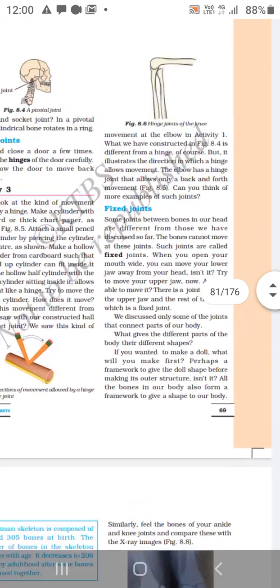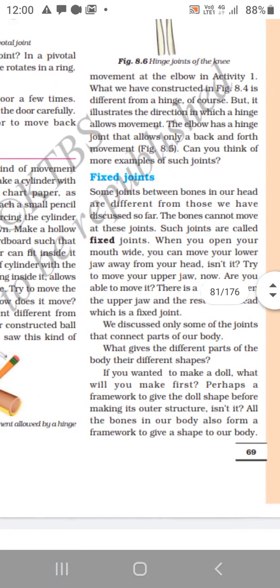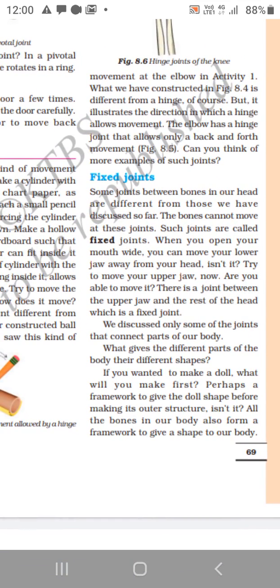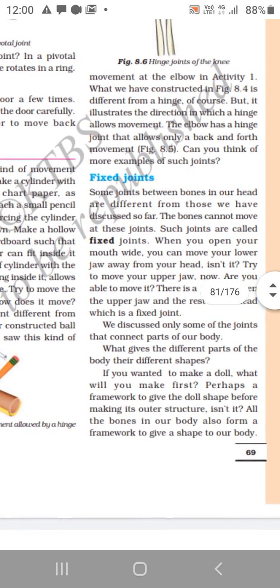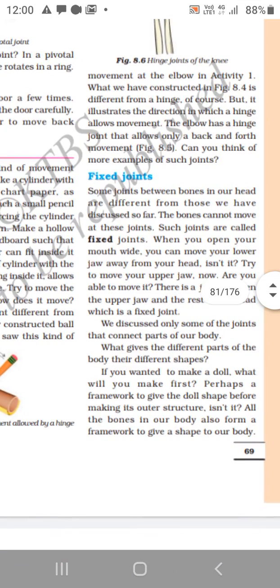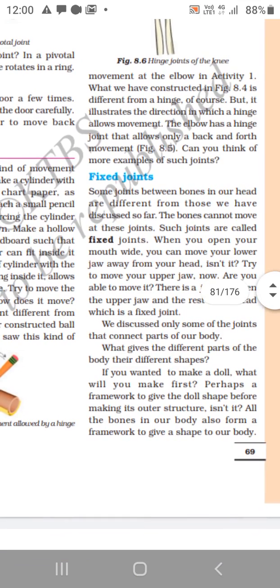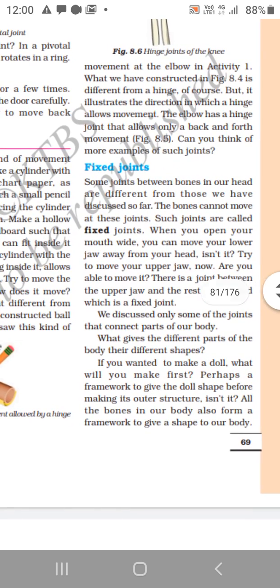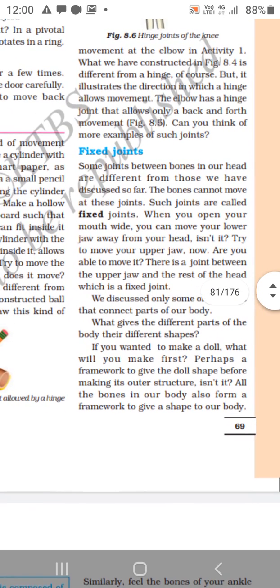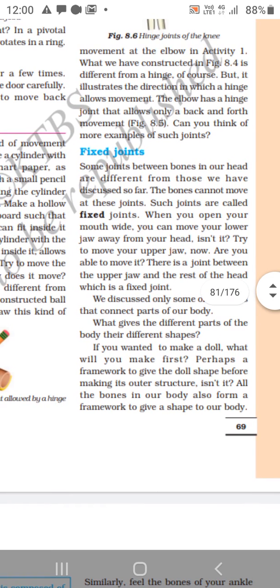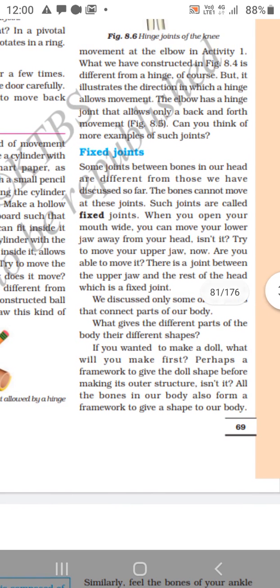Fixed joints. Some joints between the bones in our head are different from those we have discussed so far. The bones cannot move at these joints. Such joints are called fixed joints. When you open your mouth wide, you can move your lower jaw away from your head, isn't it? Try to move your upper jaw now. Are you able to move? No. There is a joint between the upper jaw and the rest of the head, which is a fixed joint.